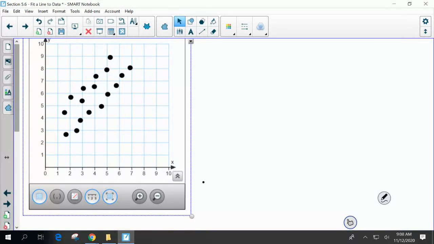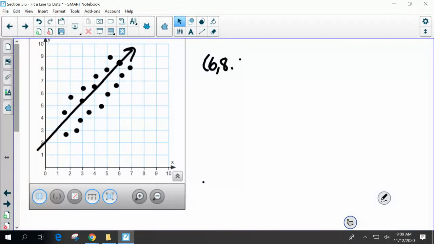So if I draw a line through this, I need to pick 2 points on my graph that my line went through. Look where your line goes through, and you're going to pick 2 points from my line, so we're all doing the same thing. I could say that it goes through maybe this point, which looks like (6, 8.5). And then maybe right here looks like (0, 2).